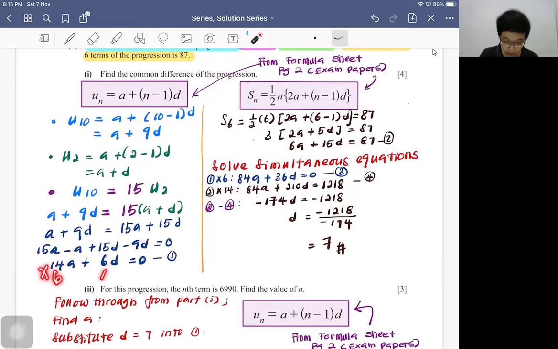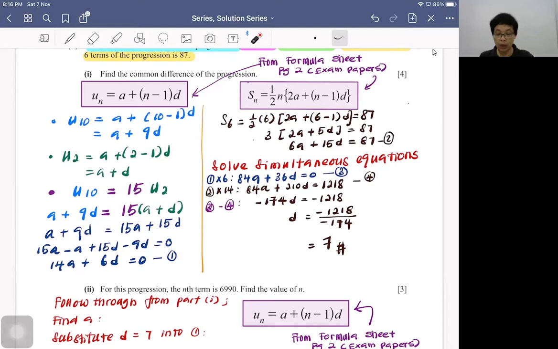Okay, so what we do now is after I multiply the equation 1, I multiply this equation with 6 through, and I got it as 84a plus 36d equals to 0. I name them equation 3. And for the equation 2, in order to make the coefficient of a same, what I do is I multiply with 14 through, and therefore we get 84a plus 210d equals 1218. And I called it equation 4.